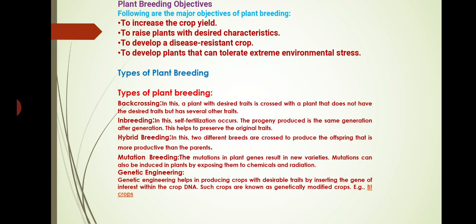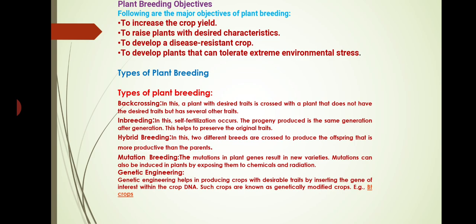Hybrid breeding. In this, two different breeds are crossed to produce offspring that are more productive than the parents. The next one is mutation breeding. The mutations in plants' genes result in new varieties. Mutations can also be induced in plants by exposing them to chemicals and radiation.